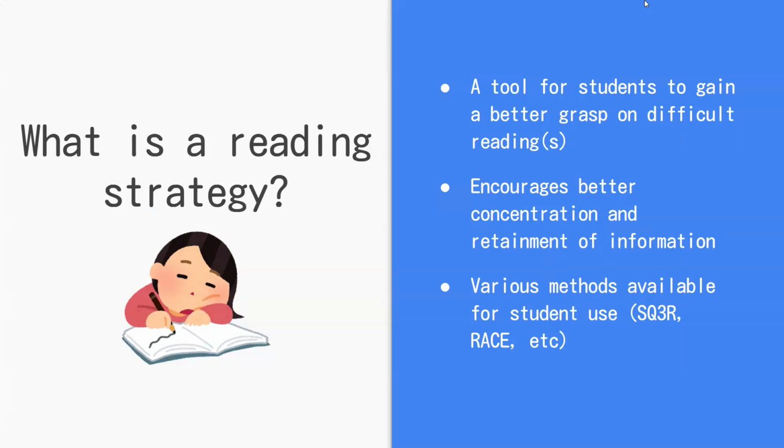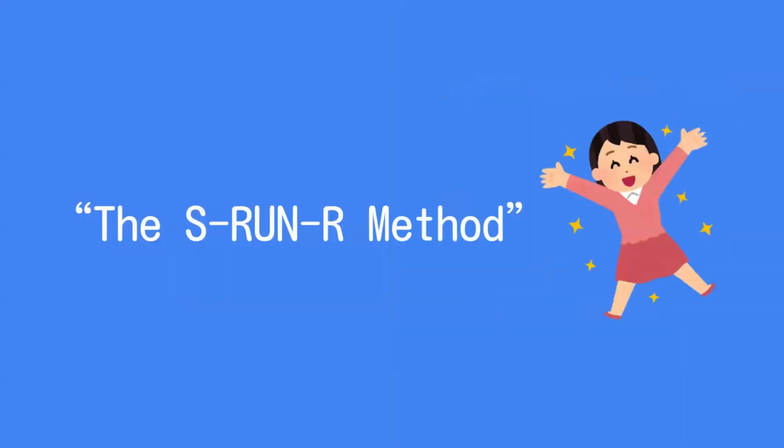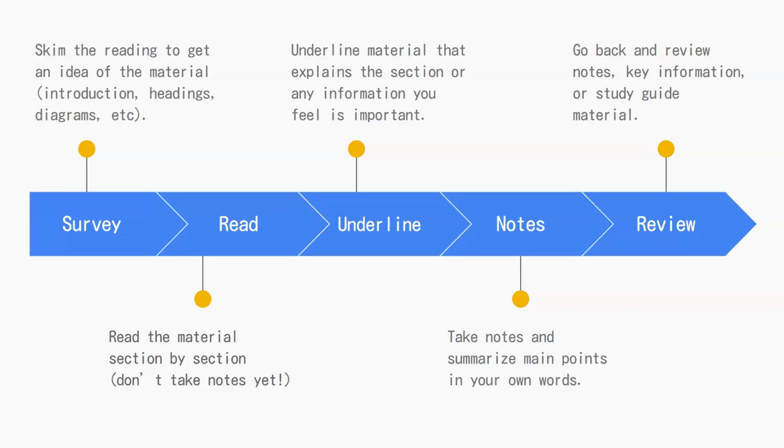And there are different kinds of reading strategies available based on what kind of learner you are. But today I'd like to focus on the SQ3R method. And some of you may already know what this strategy is, or hopefully already use it. But SQ3R is an acronym for survey, read, underline, note-taking, and review. So I'd like to go through this little chart just to understand how to use this reading strategy.